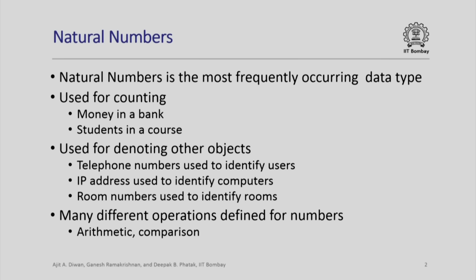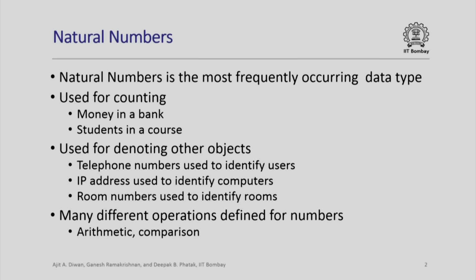So typically it is used for counting how much money you have in the bank, how many students are there in a course. So a number denotes the amount of a certain quantity, and similarly it is also used for denoting many other objects. So we use telephone numbers for identifying users, similarly IP addresses for identifying computers, room numbers to identify rooms. So these are numbers used to identify objects, and operations on numbers depend on what they are being used for.